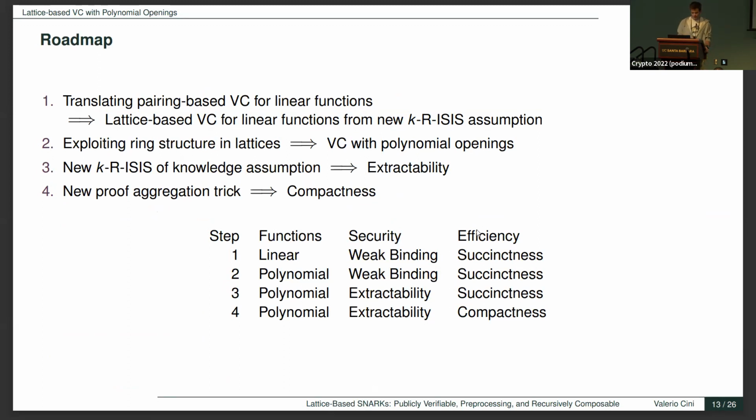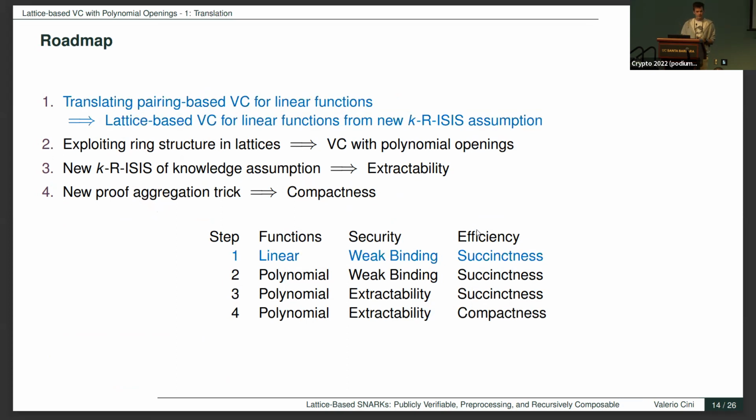In the first step, we are going to take a blueprint for constructing vector commitments supporting opening to linear functions, instantiate this blueprint in the pairing setting, and then translate this construction to the lattice setting. While doing so, we will also map the assumption under which the pairing-based construction is proven secure to the lattice setting, and we will obtain a family of new assumptions that we call K-ring inhomogeneous SIS, or k-R-ISIS for short.